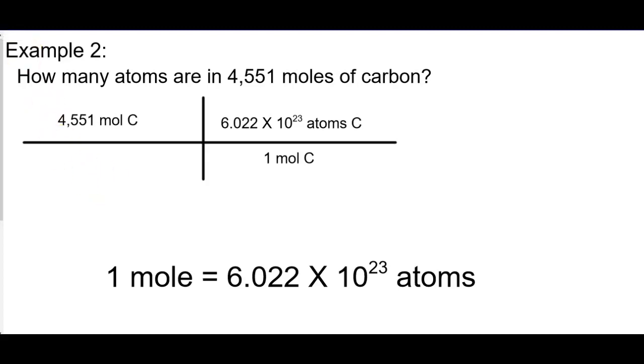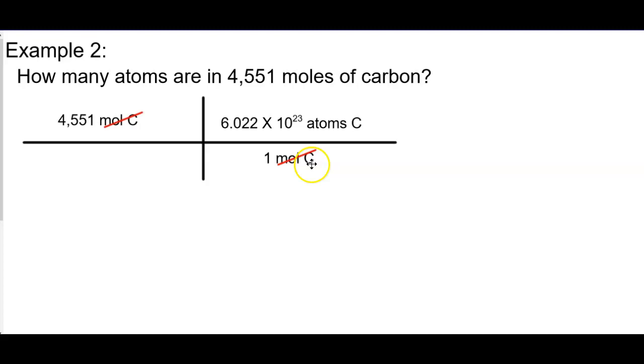Okay, so we're going to see that our units of moles of carbon cancel. That's good. So the only unit we have left is atoms of carbon. So now you're going to multiply 4,551 times 6.022 EE to the 23rd and hit equals. Make sure that you get this answer using your own calculator. It's very important you can do this.